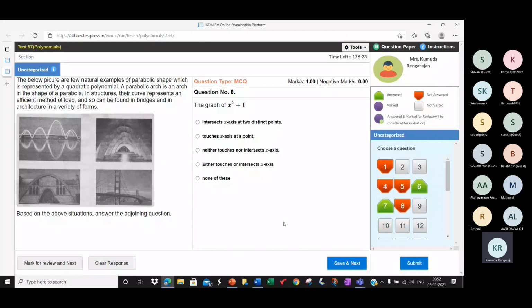X squared plus 1 is equal to 0. X squared is equal to -1. X is equal to square root of -1. The square root of a negative number is not defined. There's no real value. It's imaginary. So it has no real zeros. The polynomial x squared plus 1 has no real zeros. It's not a real number.